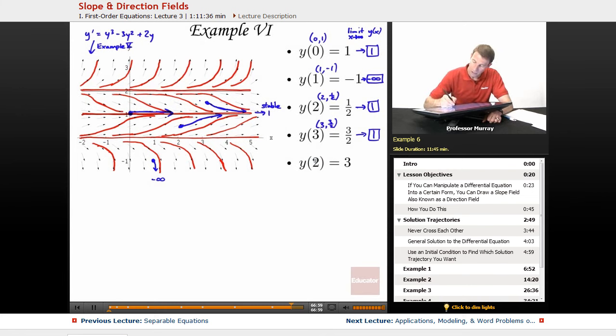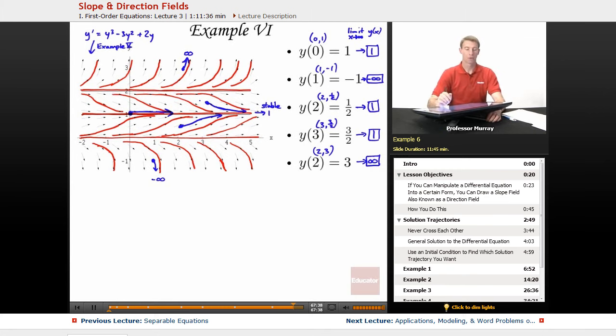Now, the last one we have here is 2, 3. So start at x equals 2 and y is equal to 3. So here's x equals 2. Y equal to 3 is up here. And I see that if I hop on the bus at that point, it's going to be trending straight up, very, very steeply up, up to positive infinity. And so that solution is rapidly going to diverge up to positive infinity.